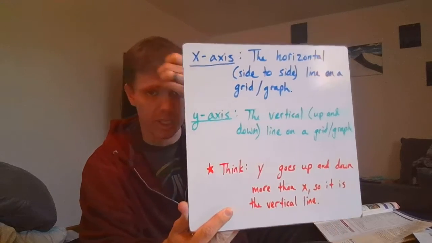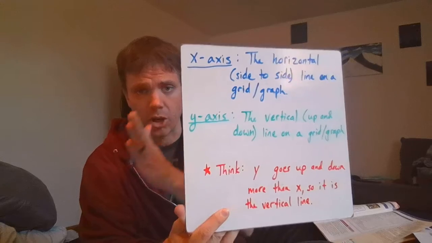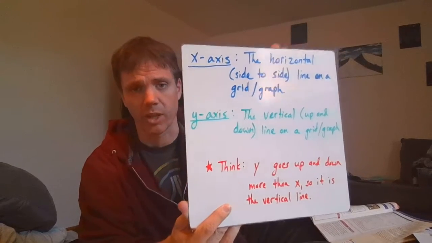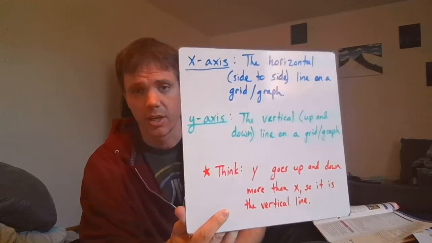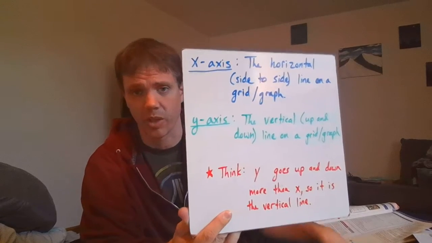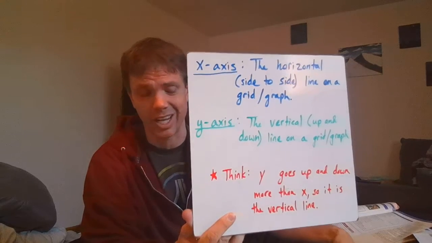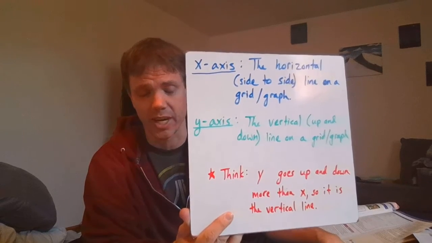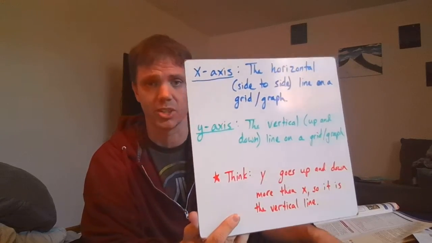Basically, just remember that the letter y is kind of taller than x. When you write lowercase y, it's a little bit longer up and down than x is. So the one that goes up and down is the way that I always try and remember it. But you're going to have to know that x goes side to side and y goes up and down, because this will come up over and over and over again in math. It's one of those things you just need to know.